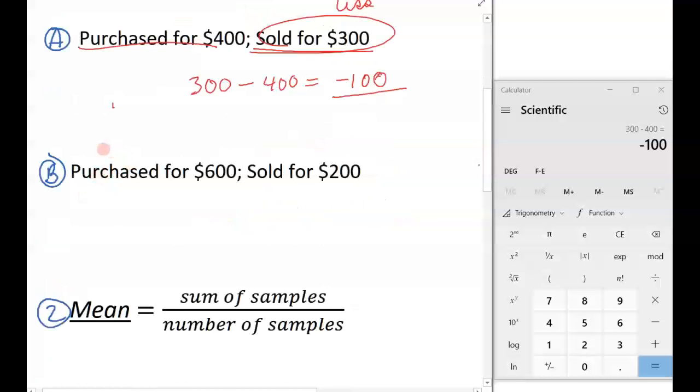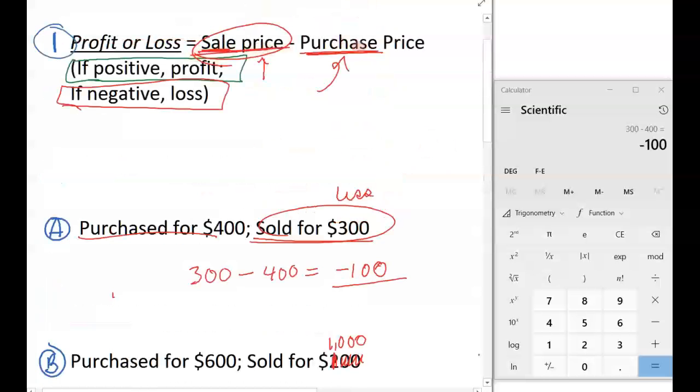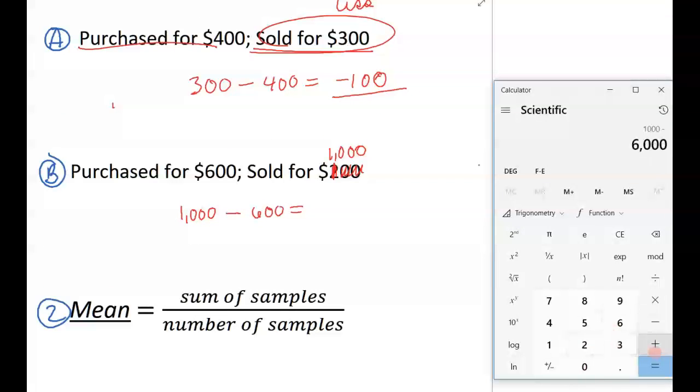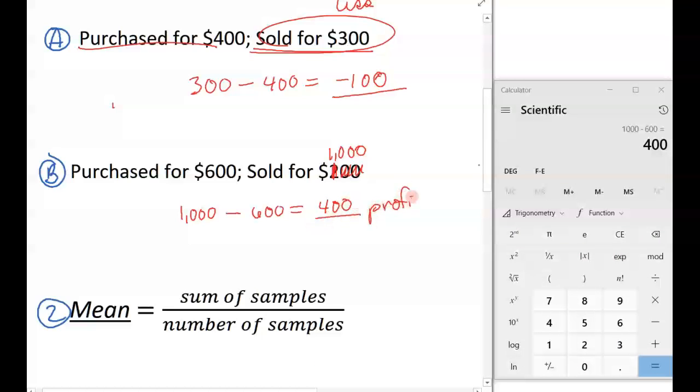What if, and let's actually change this, we're going to make this $1,000. So in this case, I purchased for $600 and sold for $1,000. Looking back, our formula is sale price minus purchase price. So we're going to start with the sale price of $1,000 and subtract the purchase price of $600. 1,000 minus 600 is 400. That is a positive value, which means I have a $400 profit.